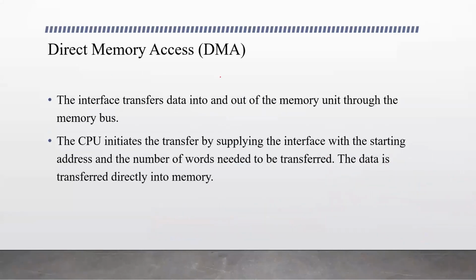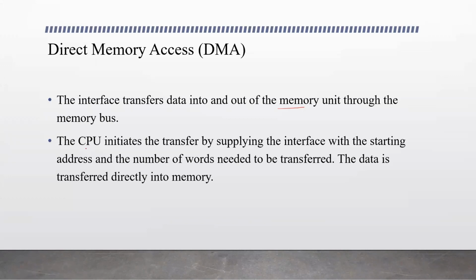And in direct memory access, the interface transfers data into and out of the memory unit through the memory bus. It's not between the CPU and the other devices. It is directly to memory, so we call it direct memory access. Data is accessed directly from memory and transferred directly into memory. But this transfer is initiated by the central processing unit.